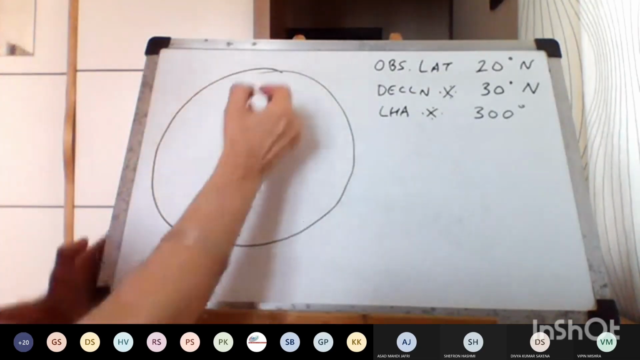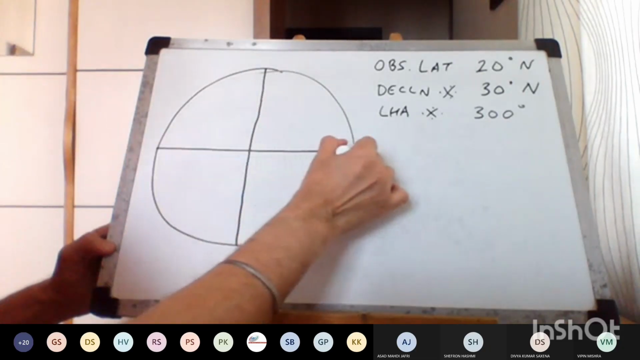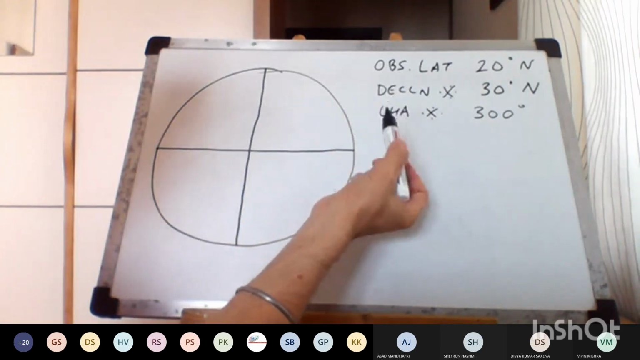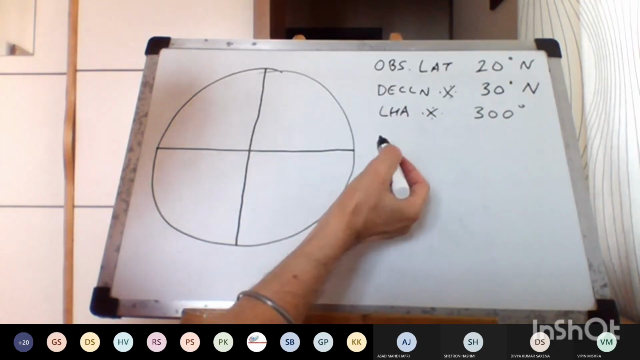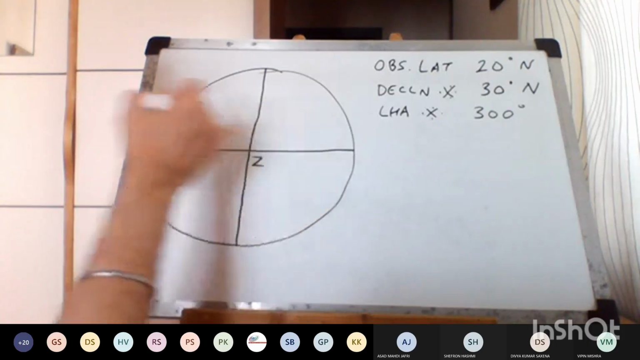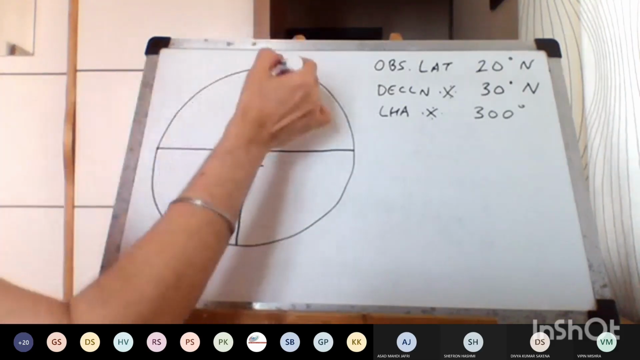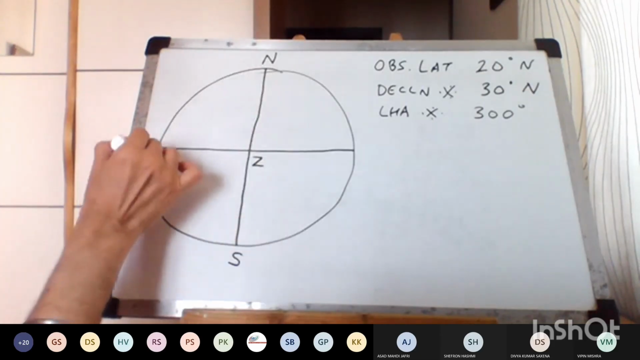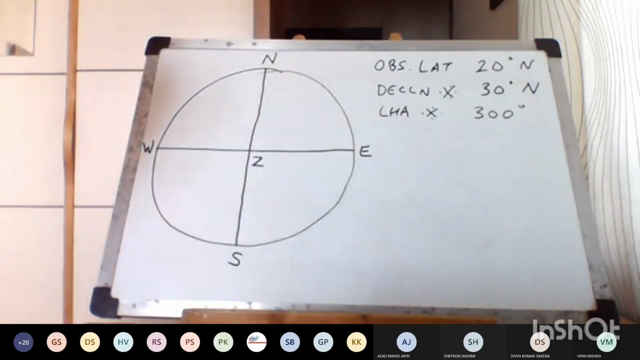All of you have written down the question. When we are talking about latitude and declination, we should be doing the rational horizon diagram. I've told you how the rational horizon diagram looks. The observer is in the center, the zenith of the observer. There are directions north, south, east and west. So far so good.